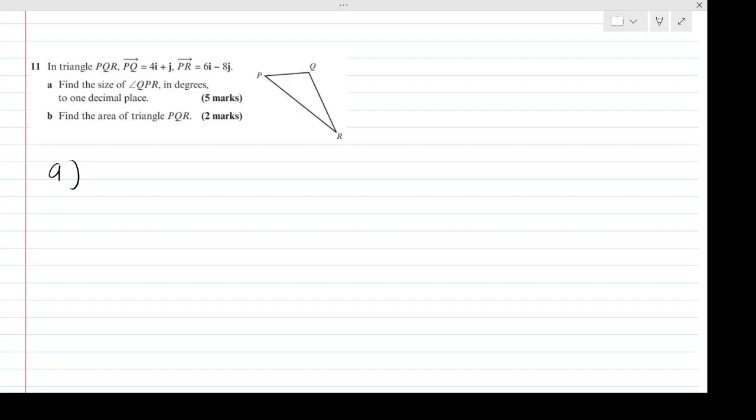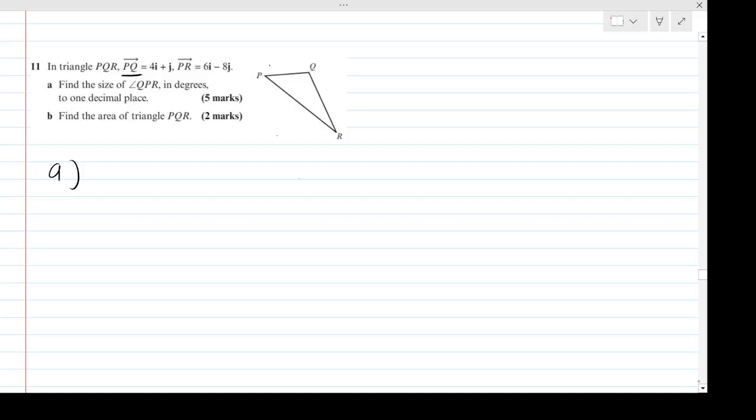Well, the beauty that we just learned is that we can find the length of a vector. Now, the vector PQ represents this side here, P to Q. Also, P to R is that side there. We know how to find the length of a vector.